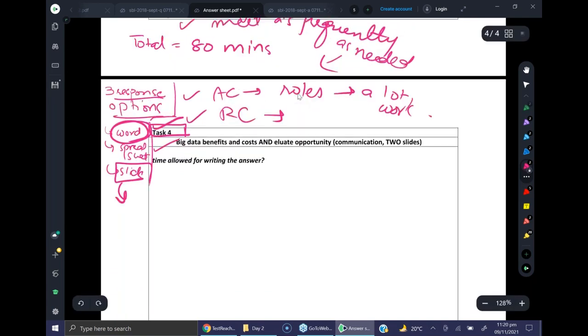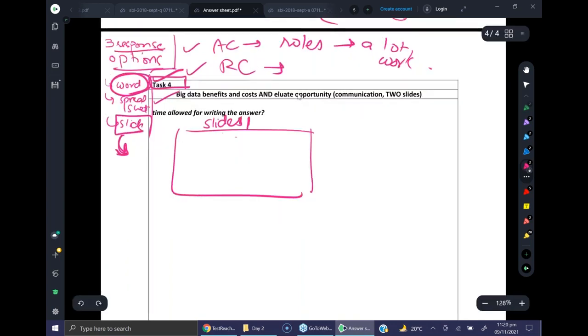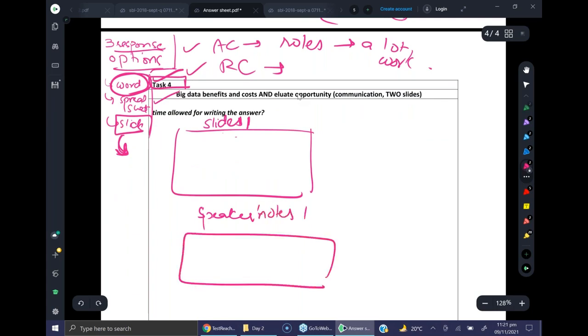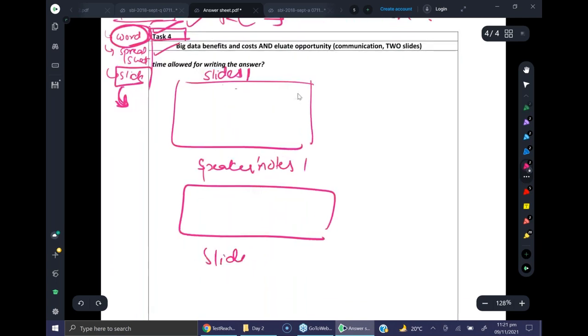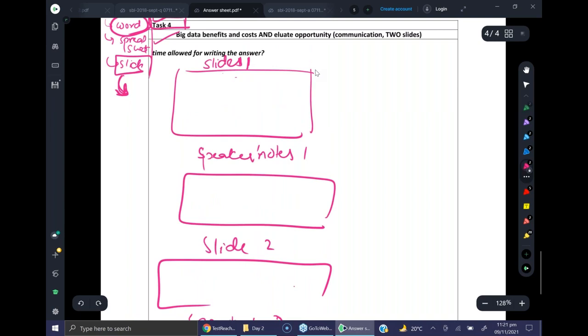When you click on this slide format, you get slides like this. There are boxes defined. There's an option of bullets, highlighting, bold options, etc. Then slide 1 is written like this, and then it says speaker notes 1, and there's a box. Then you have another box that says slide 2. Do you understand what I'm saying? And then you have another box that says speaker notes 2, then slide 3, speaker notes 3, and so on. On the slide, you write your bullets.